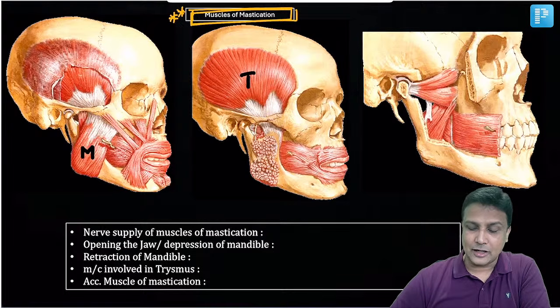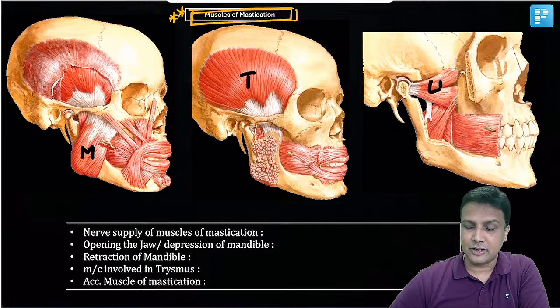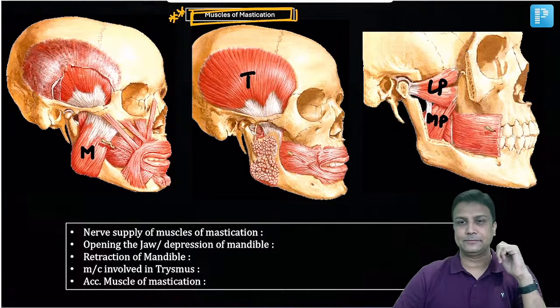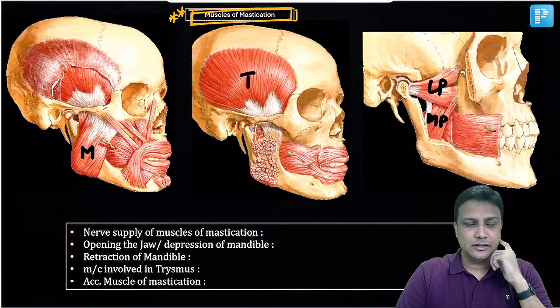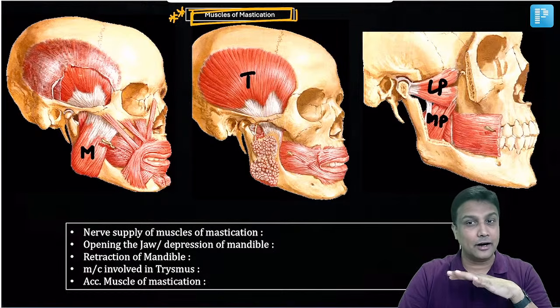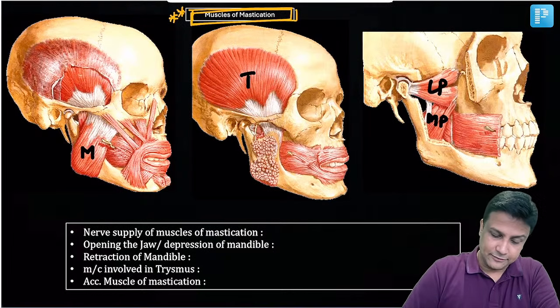The muscle which will be actually attached to the capsule of the temporomandibular joint here, this one will be the lateral pterygoid muscle, and another one here will be the medial pterygoid. Again, that is also getting attached to the ramus of the mandible, but from the inner aspect. So masseter here, temporalis here, the lateral pterygoid here, and the medial pterygoid, all these 4 are the muscles of mastication. Now, let me tell you the first MCQ here itself.